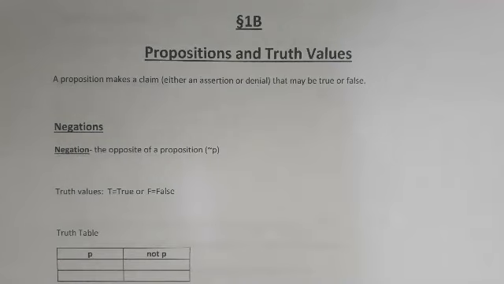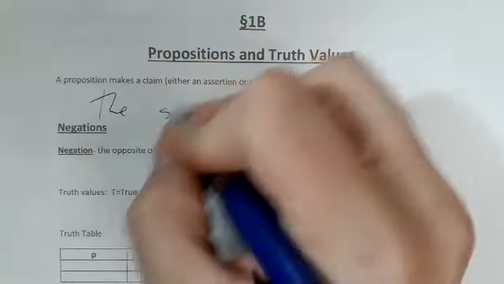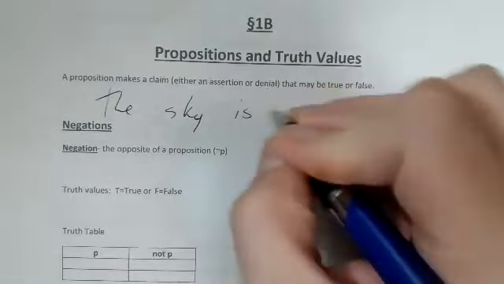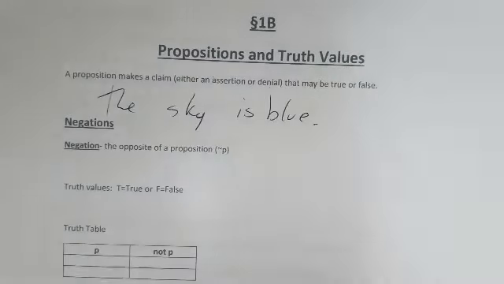I could say something like, the sky is blue, the grass is green. Or I could say, the sky is green. That's a proposition as well. It's a false proposition.